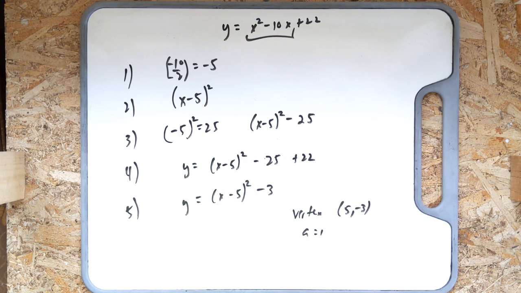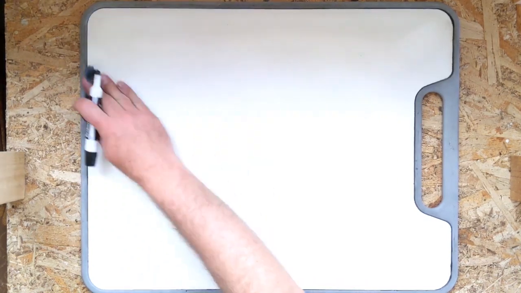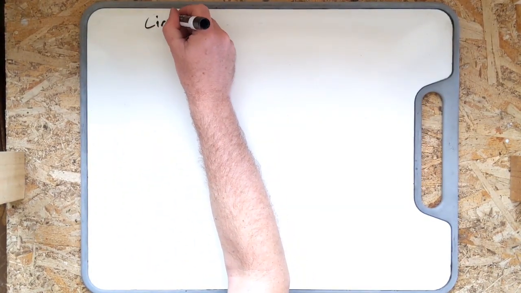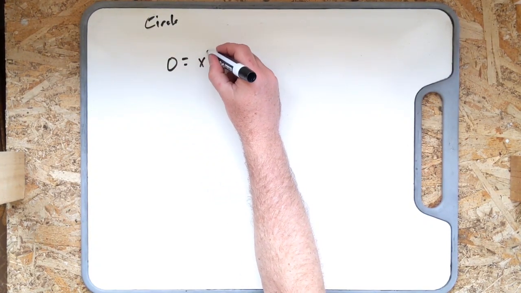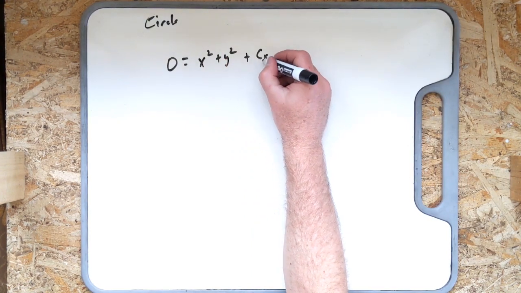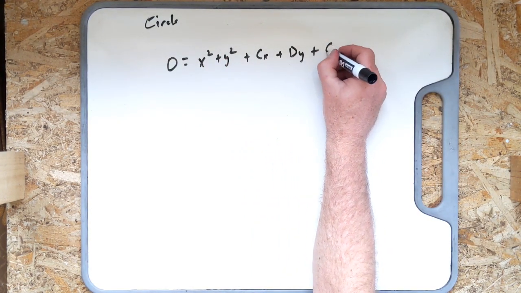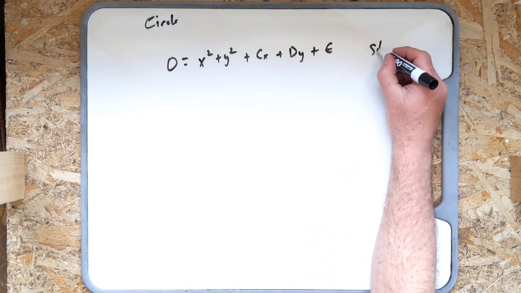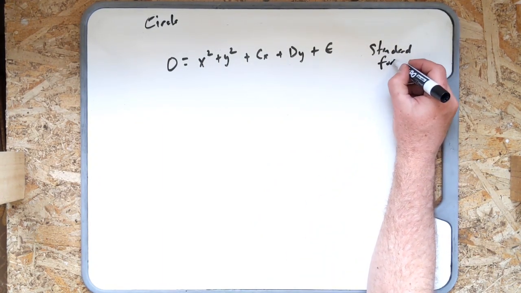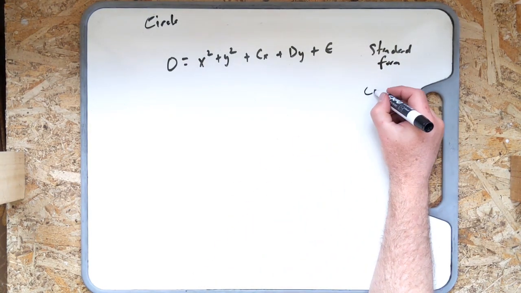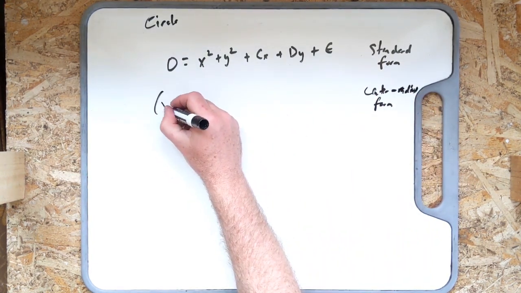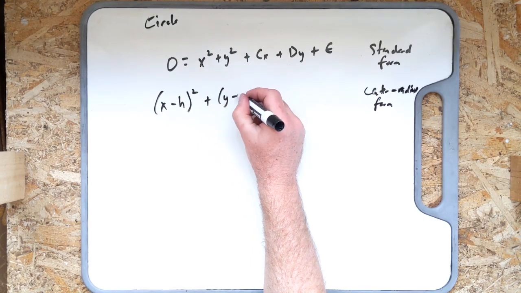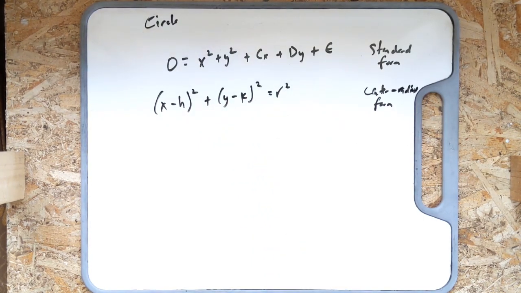Okay, now we're going to do the same thing with circles. So again, more commonly in equations, this is parabola complete square, now we'll do circle. You have two forms for a circle. The most common one is called standard form, which is x squared plus y squared plus cx plus dy plus e. You want to write it in center radius form, which is what we've been dealing with, which is x minus h squared plus y minus k squared equals r squared.